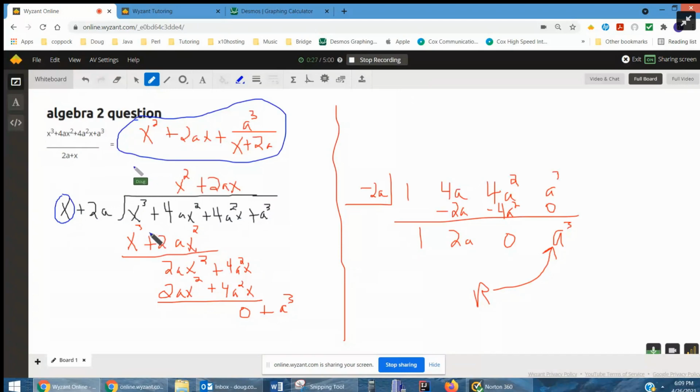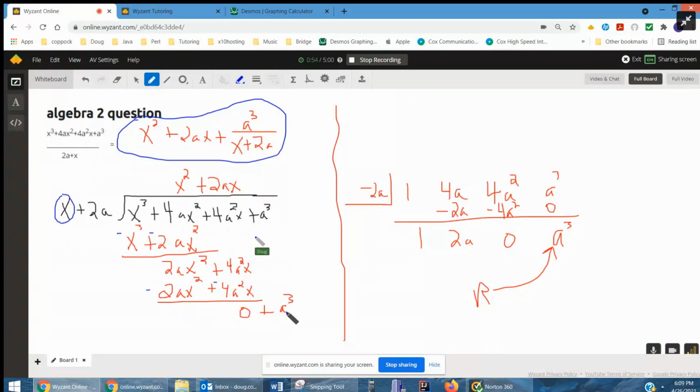Mentally change the sign of each of these terms and combine. Of course, the first term combines to 0, and then we get 2ax squared. Bring down the next term, and then repeat. X goes into 2ax squared, 2ax times, multiply, multiply, mentally change these signs, and the result is 0.